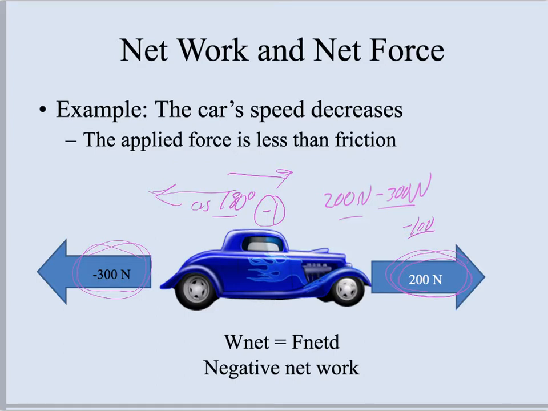You should be able to look at that and see, though, that because the negative 300 is more magnitude-wise than the positive 200, you're going to have a negative answer. So this would have negative net work on it. And you can tell, again, because the car's speed is getting less, it's decreasing.